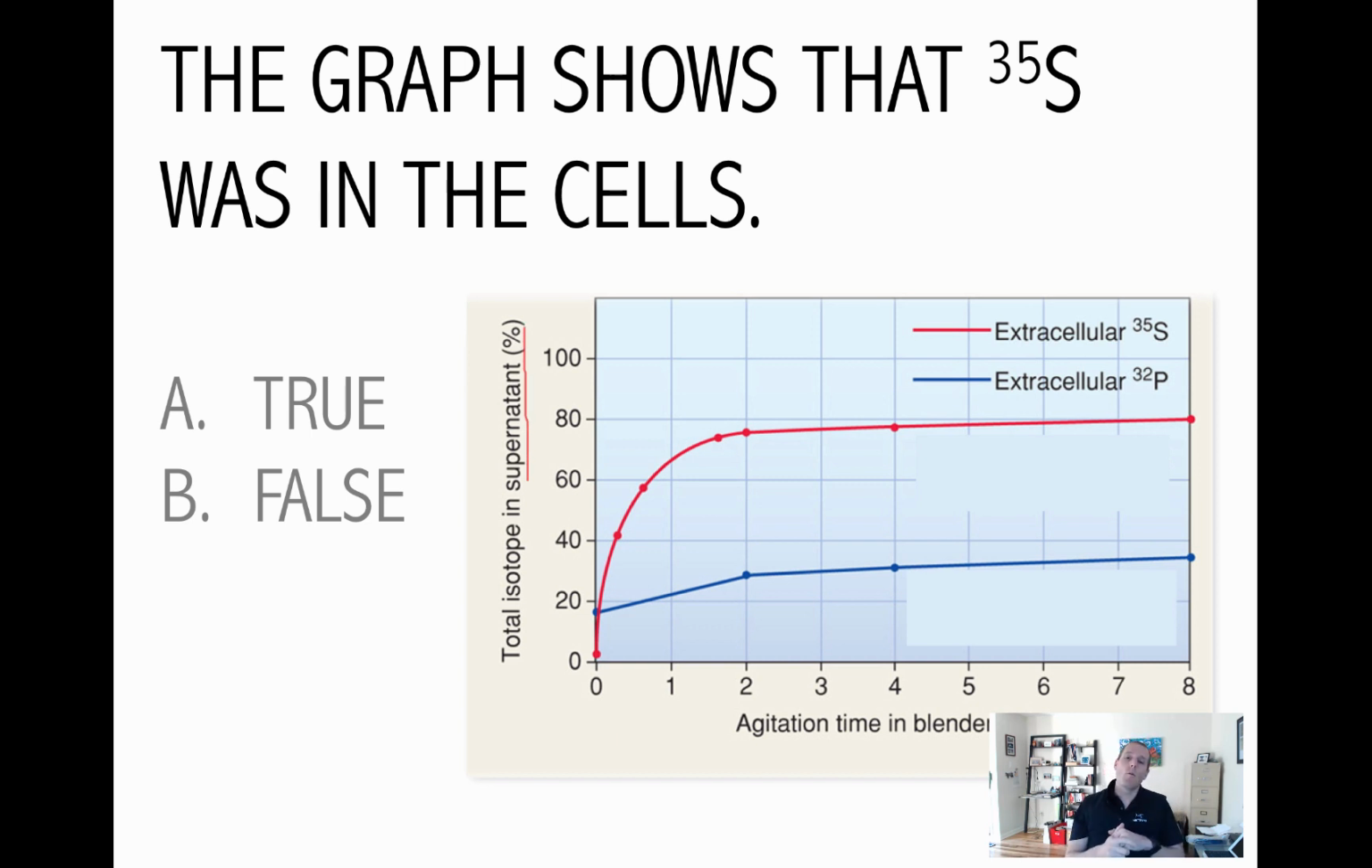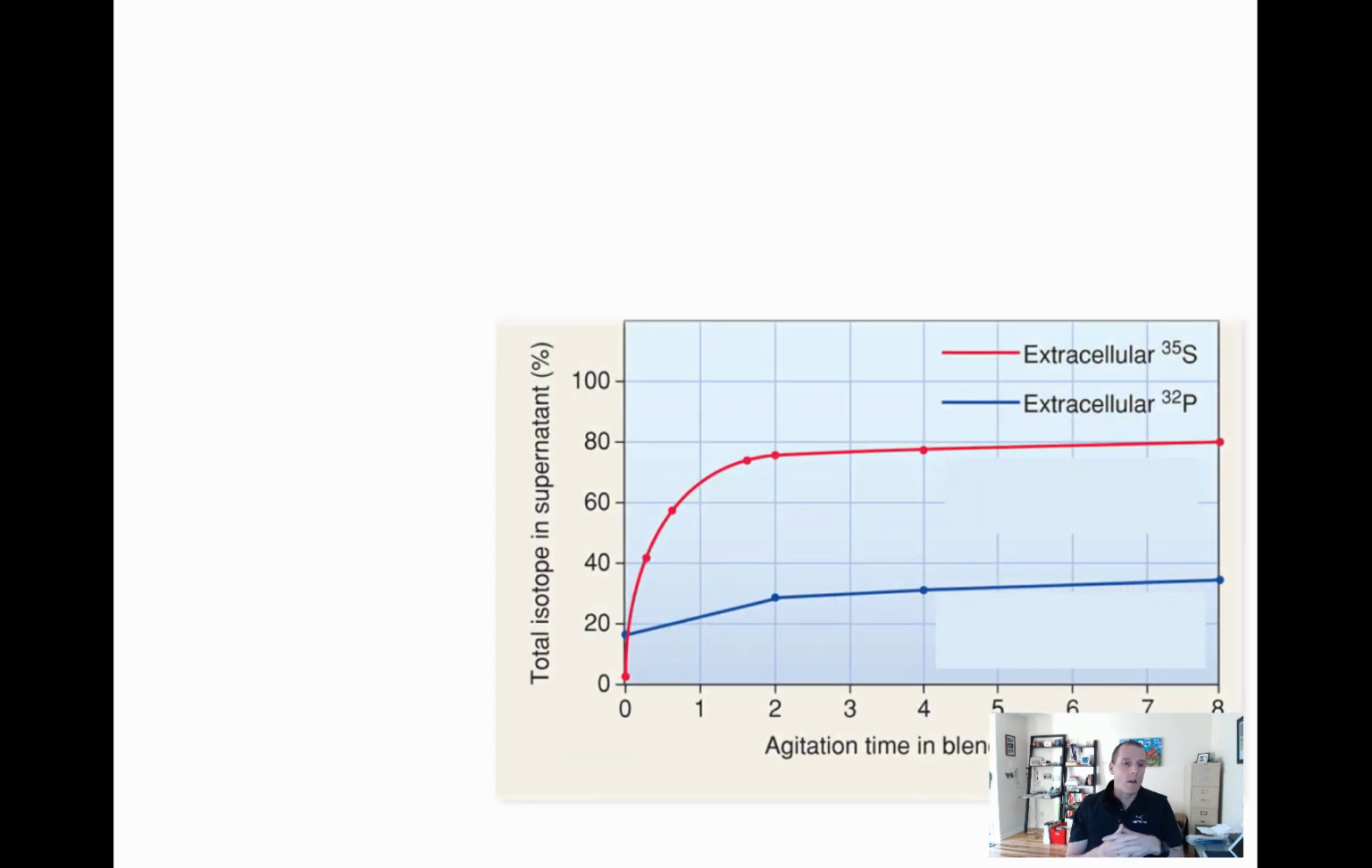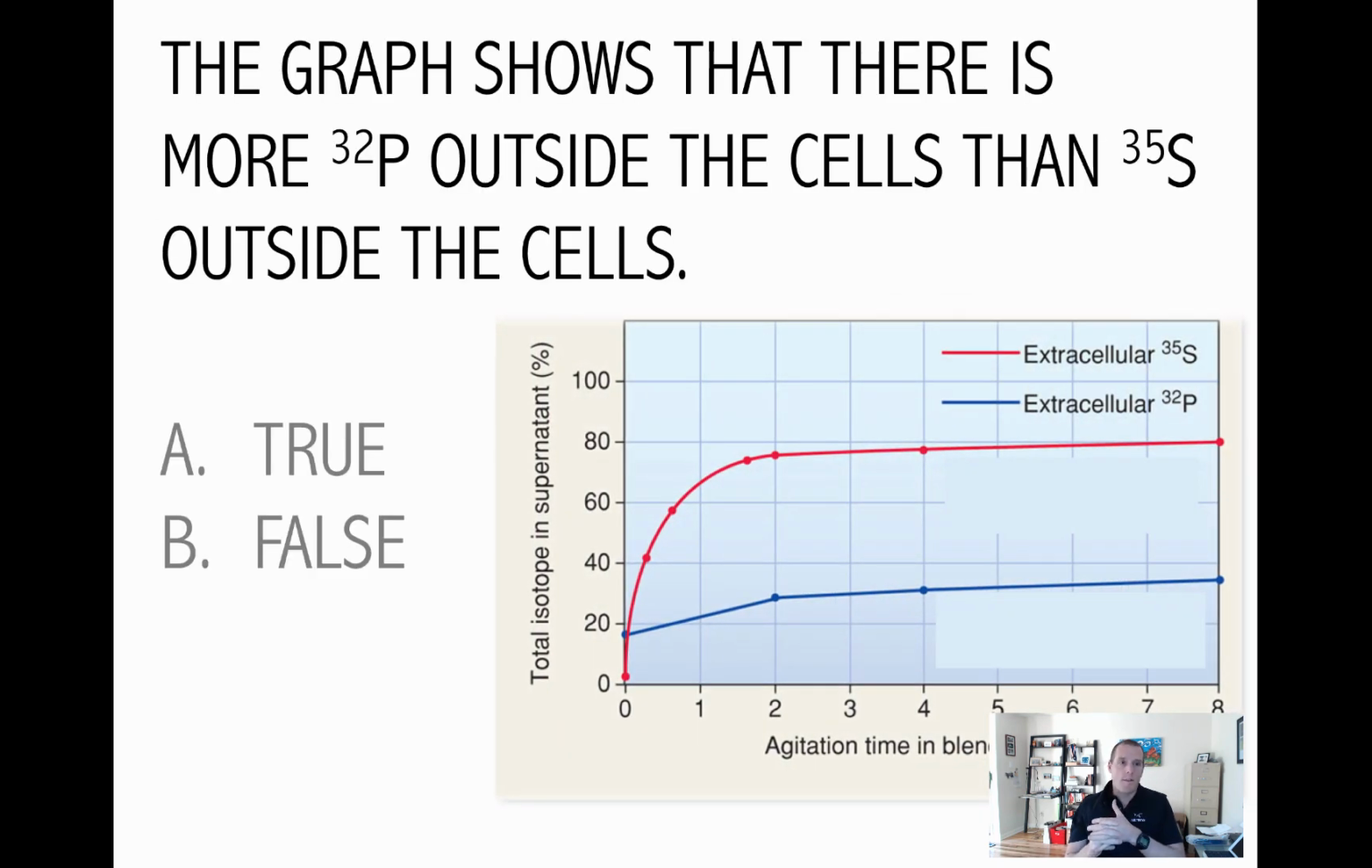It's telling us about what was in the supernatant. Okay, so let's take a look at a different question then. The graph shows that there is more 32P outside the cells than 35S outside the cells. So let's just look at this 6-minute time point again and talk this through. There's the 6-minute time point right there.